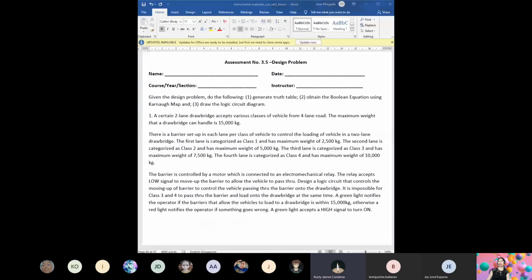Okay, so apat na yan ha. Yes. So, i-separate nito assessment number 3.5. As soon as matapos ka sa assignment nyo, submit ko na agad. Basta separate yung assessment number 3.5. Okay?